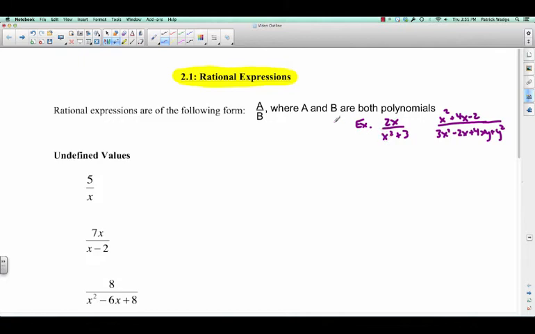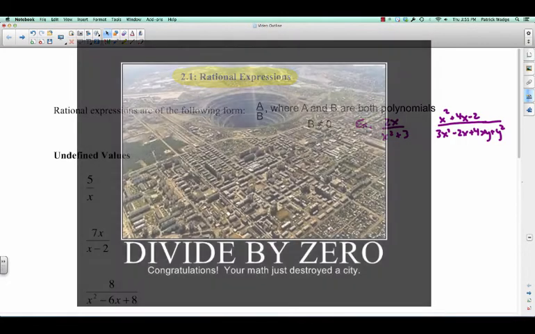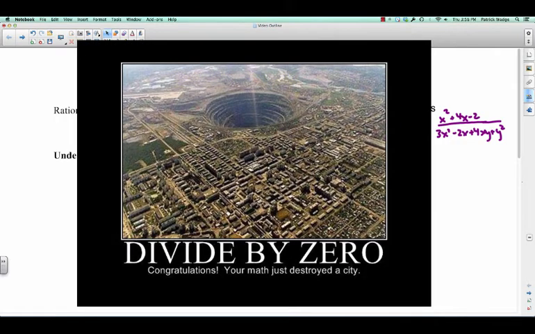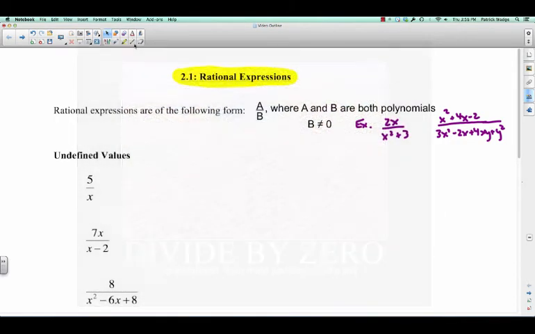Okay? Now there's one very, very important restriction here with A and B. You can probably guess what it is. B cannot equal 0, right? That would mean you'd be dividing by 0, and you're not allowed to divide by 0. Why are you not allowed to divide by 0? Well, I told you before, so I'm not going to go through the whole song and dance. Let's just stick with this. Take that as a warning. Just don't do it.